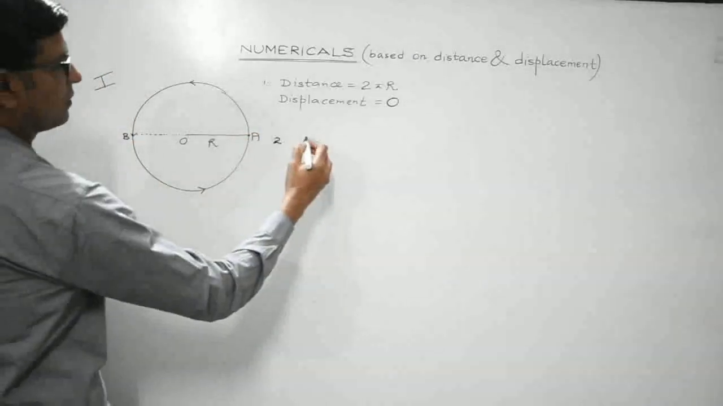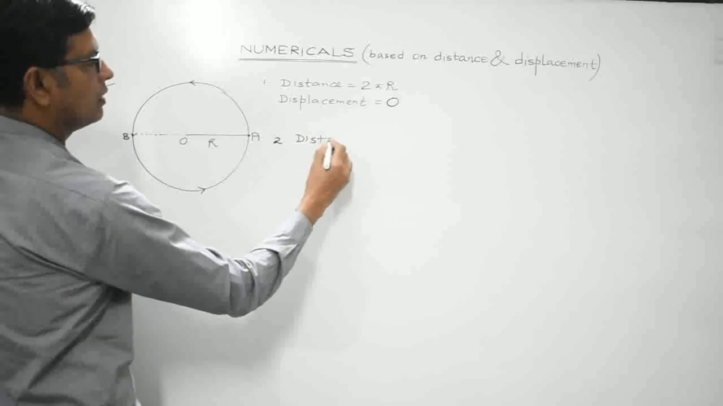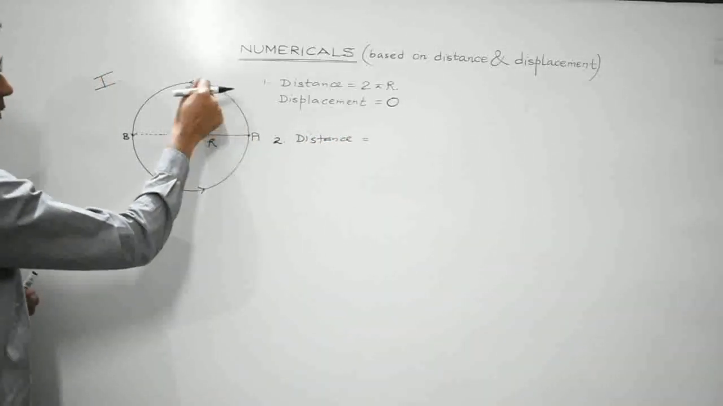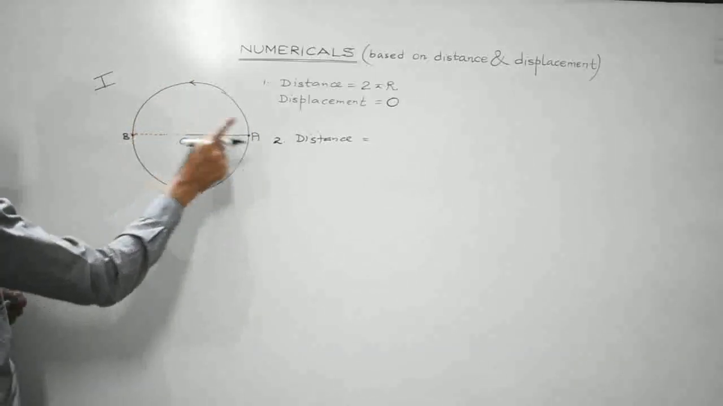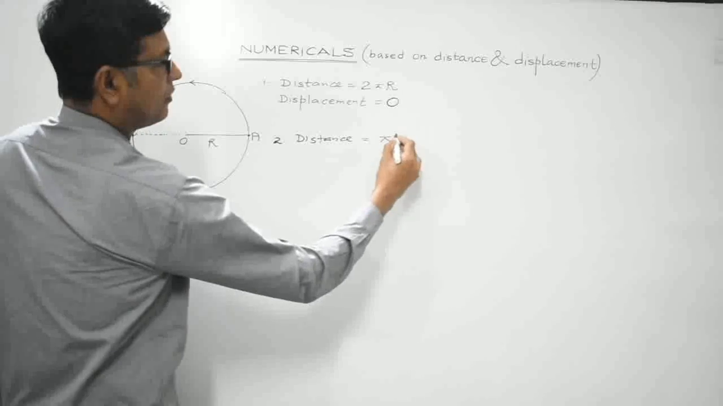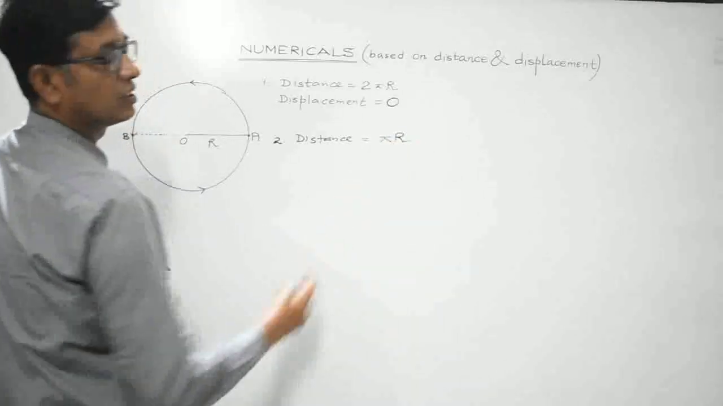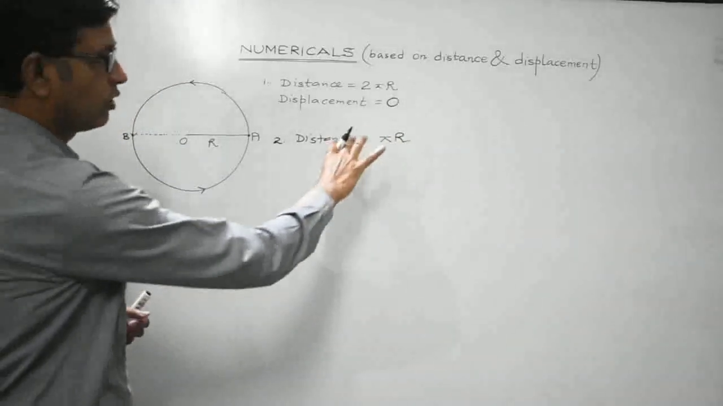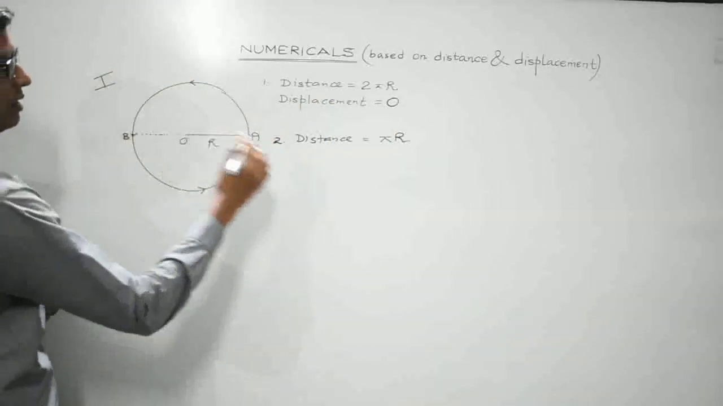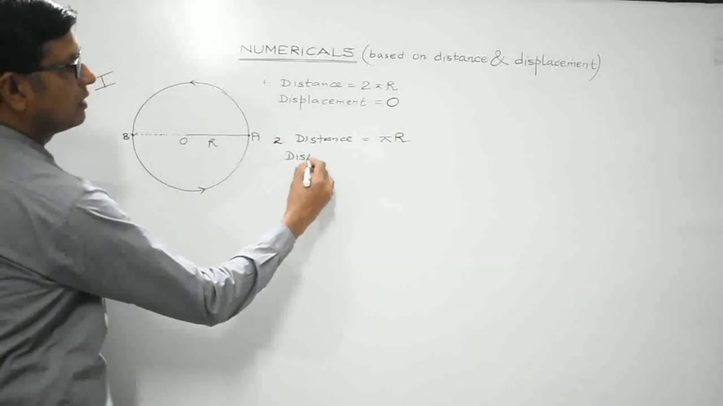In this case, distance would be the length of the actual path covered. It is the semicircular path. A is the initial point, B is the final point. So half the circumference of the circle, 2 pi r divided by 2, that will give us pi r. This will be the distance, the length of the actual path covered. Now what about the displacement in this case?